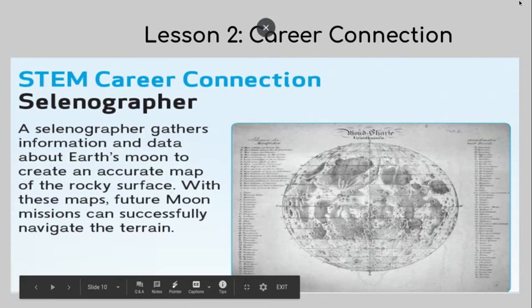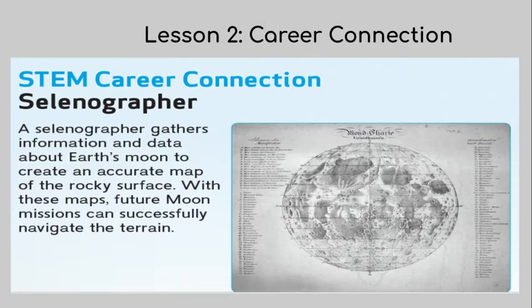All right. The next thing we're going to talk about is the career connection. And the career connection for this, boys and girls, is called a selenographer. A selenographer gathers information and data about Earth's moon to create an accurate map of the rocky surface. With these maps, future moon missions can successfully navigate the terrain. So they create maps using data that's collected. And when people are planning a mission to the moon, they use these maps to be able to plan the mission.